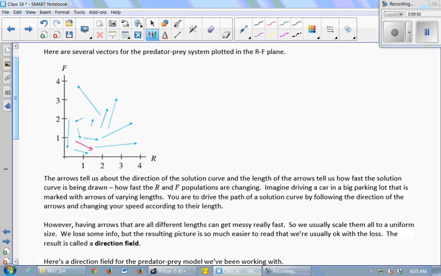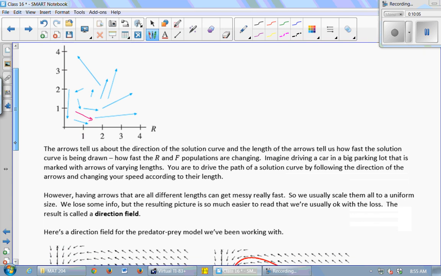So the arrows tell us about the direction of the solution curve, and the length of the arrows tells you how fast the solution curve is being drawn. Because when we look at the xy plane, you kind of lose the time dimension, but the arrows are what's accounting for time, and they tell you the speed that the solution gets drawn. So your book has this neat little analogy where they talk about imagine yourself in a parking lot that's marked with arrows of varying lengths, and you're supposed to drive the path following the arrows and speed up and slow down according to the length of the arrows.